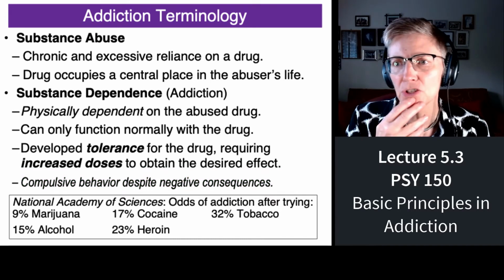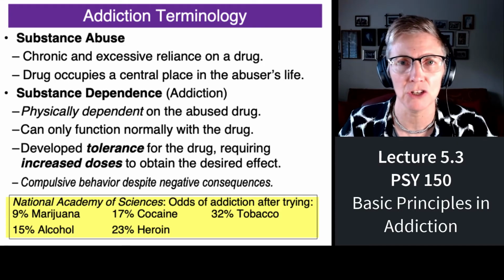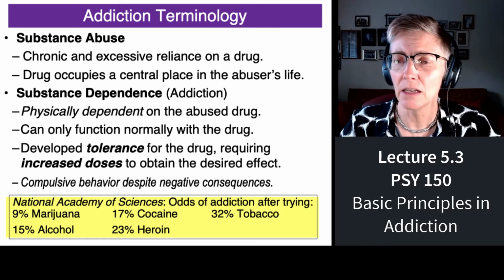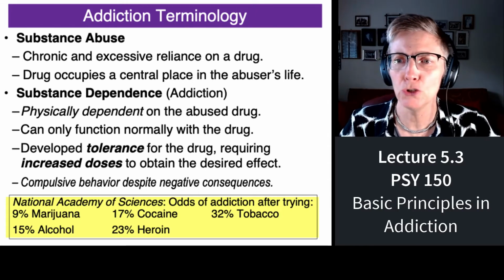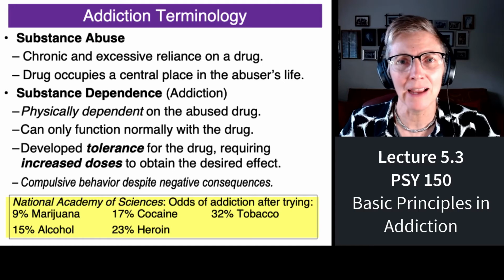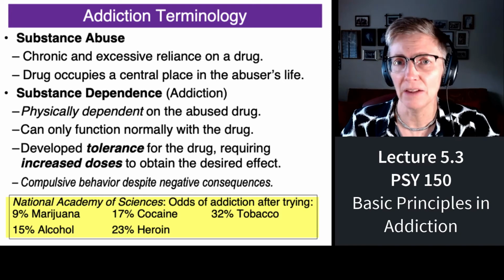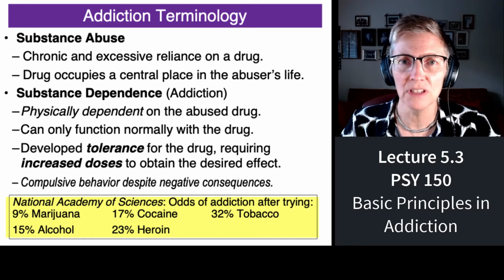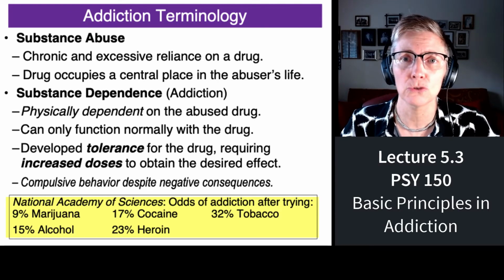On the bottom is a chart that surprises people. It's data that I took from a study published by the National Academy of Sciences, in which the scientists calculated the odds of becoming addicted to a drug after trying it. So about 9% of people become addicted to marijuana, THC, after they try it. Alcohol, it's a little higher, 15%. The highest, the most addictive drug is nicotine. So tobacco is extremely addictive. A third of the people who try tobacco become addicted to the nicotine.